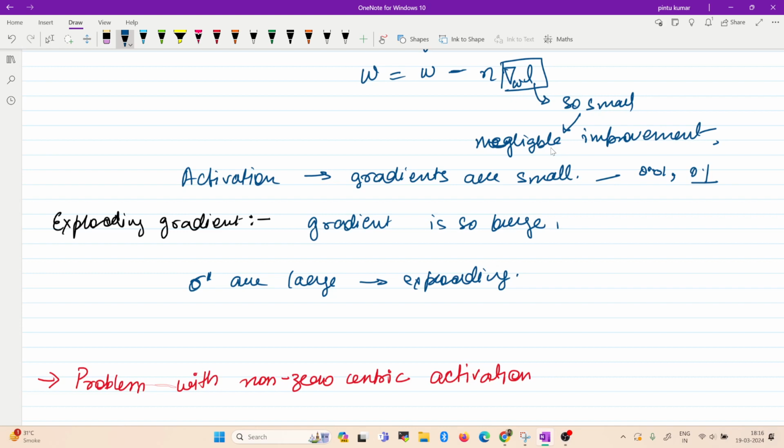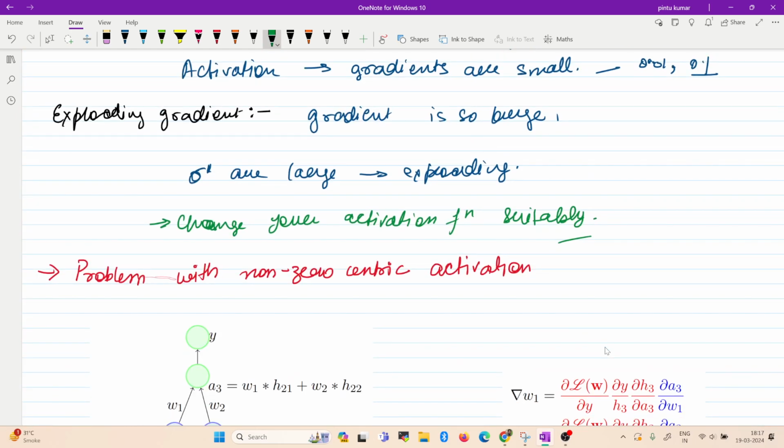Okay. So now I have told you what the exploding gradient problem and the vanishing gradient problem are. Let's say you are suffering from the exploding gradient problem or the vanishing gradient problem. What are the possible approaches that you can take? What you can do is change your activation functions suitably. Okay. So this is one solution that you can adopt when you have such a problem.